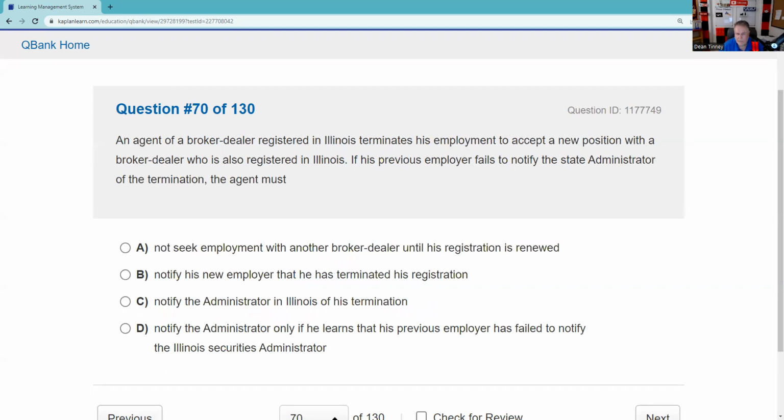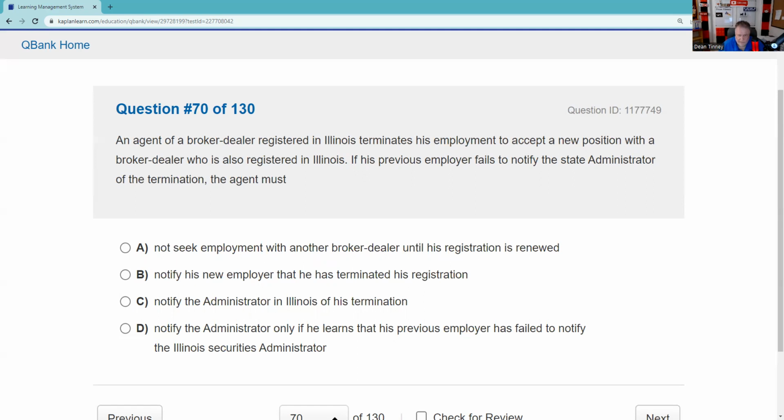An agent of a broker-dealer in Illinois terminates their employment to accept a new position with a broker-dealer. So that's important. We're talking about a broker-dealer. So, boy, you really want to get good at saying, oh, wait, am I being asked about an investment advisor or a broker-dealer? Because they're going to be different.